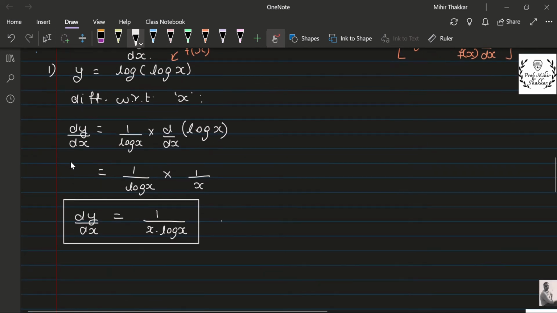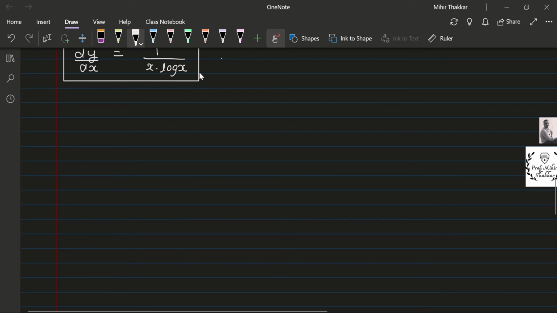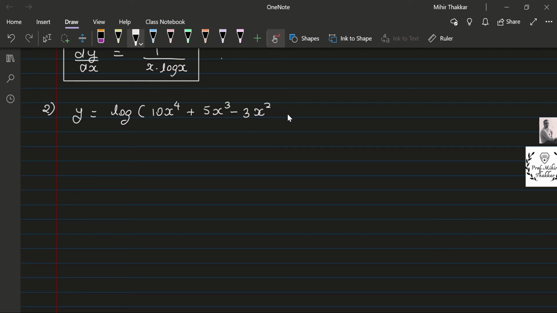Let us see sum number 2, guys. The next question says y is equal to log of 10x raised to 4 plus 5x cube minus 3x square plus 2. You got it right.